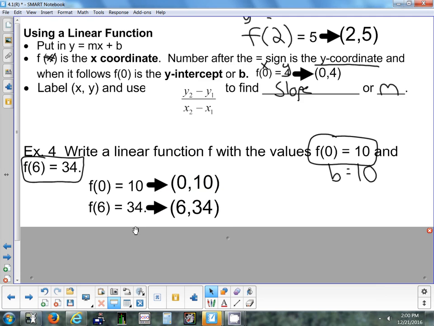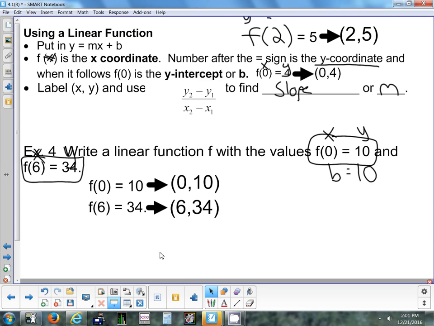Now, you don't have to do this. You can just look at the problem and say, okay, this is going to be my x, this is going to be my y, this is going to be my x, this is going to be my y. You can do that too. We're just showing you guys how it gets set up.